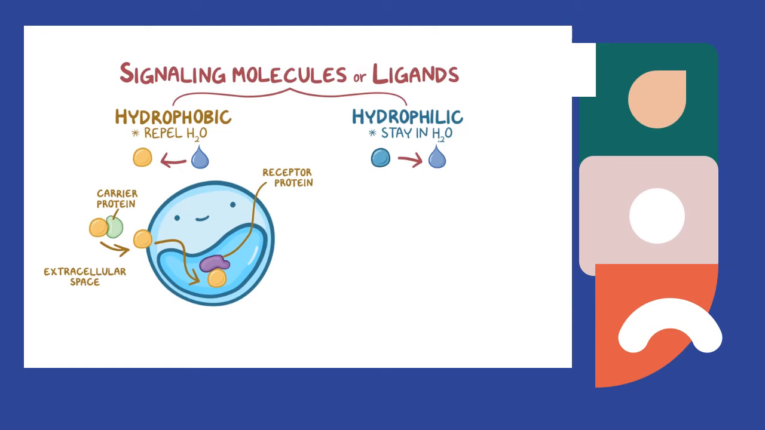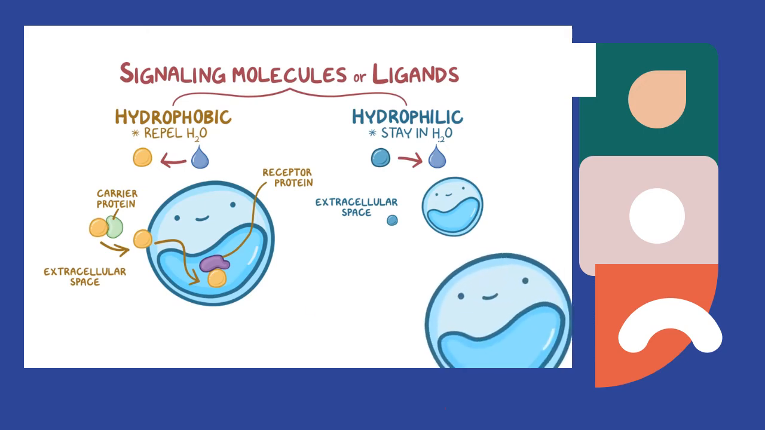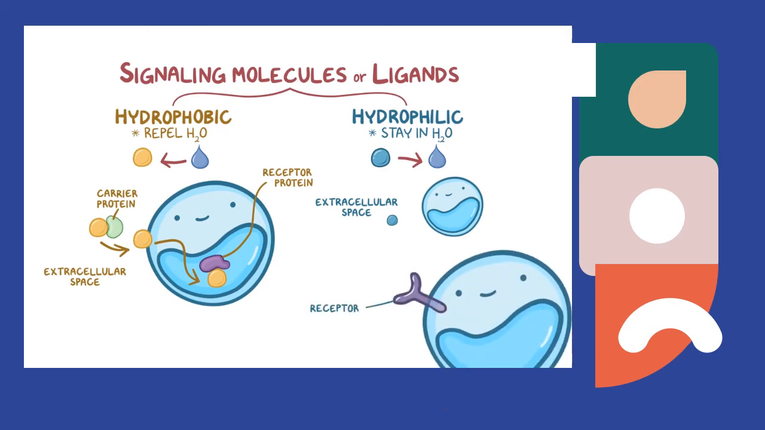Most signal molecules are hydrophilic, so they can freely float in the extracellular space to reach the target cells, but are then unable to cross the cell membrane. So to pass on the signal, hydrophilic molecules bind in receptors on the cell surface. These receptors are transmembrane proteins with an extracellular end that binds to the ligand, and an intracellular end that triggers a signaling pathway inside the cell.